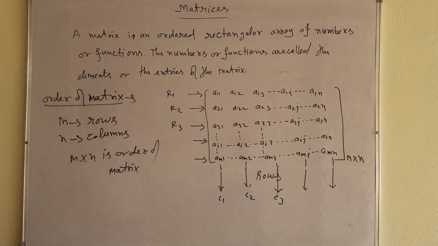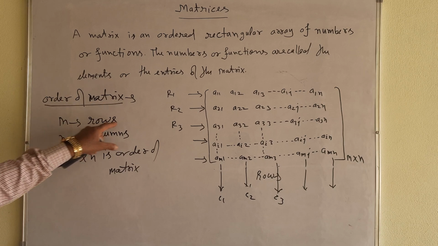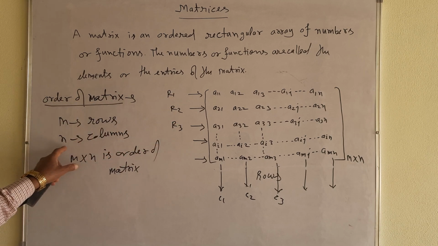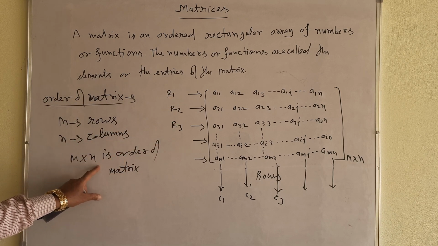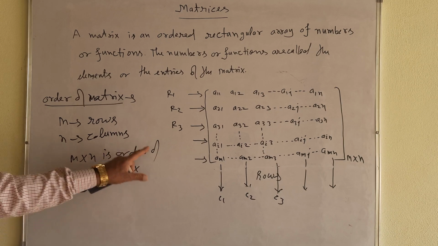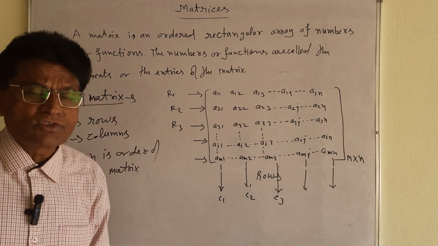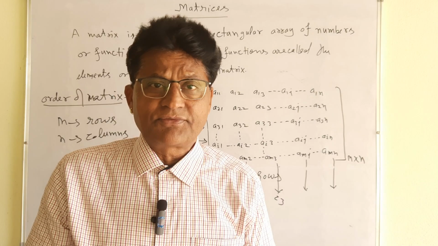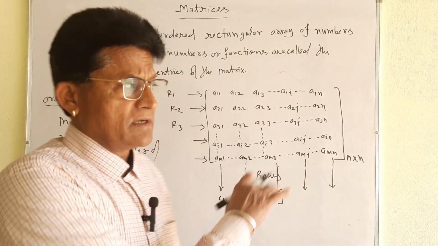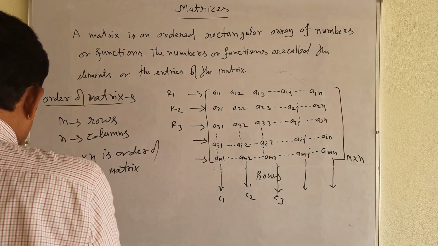See carefully. If the matrix is given in the form of M rows and N columns, the order will be M by N. You must read it: M by N is the order of the matrix. Because I will tell you some questions related to this definition, and a very important thing I am taking. Okay, let me take some questions.